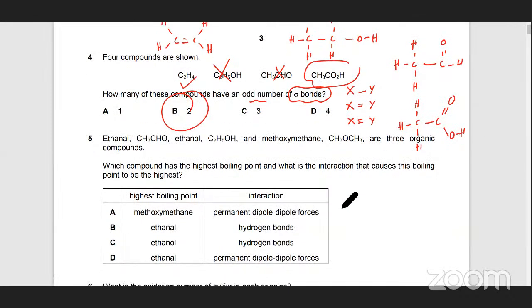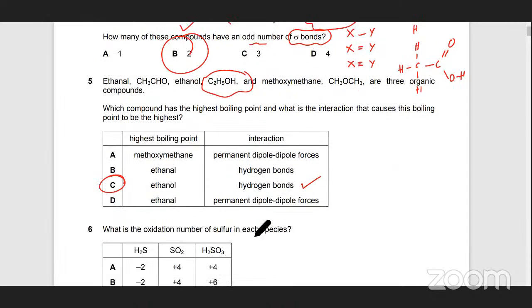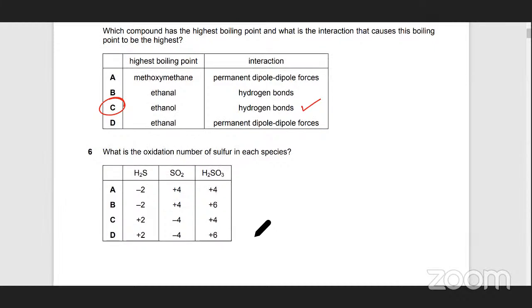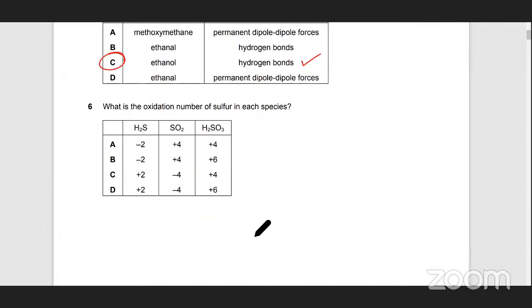Next one: ethanol and methoxymethane are 3 organic compounds. Which compound has the highest boiling point, and what is the interaction that causes the boiling point to be higher? So anyone, can somebody tell me which one has the highest boiling point? Ethanol. Okay, and obviously why? Hydrogen. It has hydrogen bonding, so it's going to be C. Hydrogen bonds, if the size is the same, are relatively the strongest.